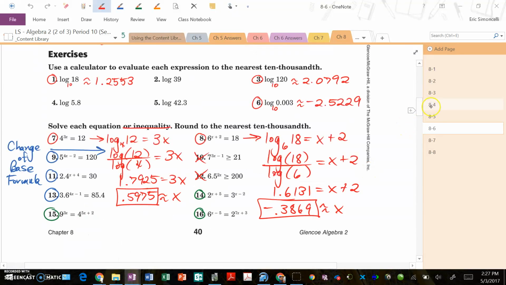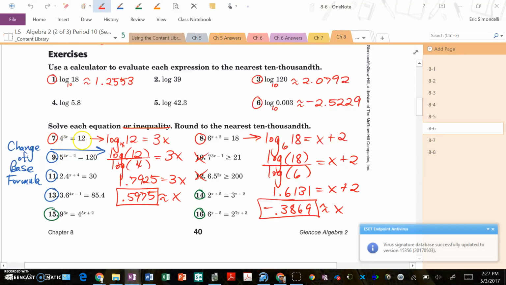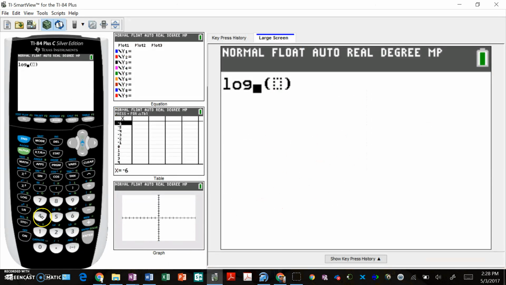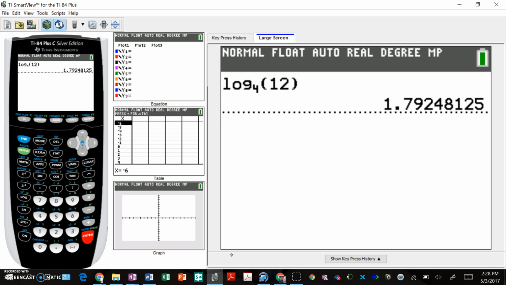If I scroll down to a problem that I had done in the YouTube video last night, for example number 7, I did log base 4 of 12, and that was equal to 3x. That was just us rewriting the exponential as a logarithm: log base 4, because that is the base, of 12, and that equals the exponent 3x. As far as what we're going to type in, yes, you can use what I call the change of base formula, which I'm going to talk more about later today. But if you have the button in your calculator, you could type in log base 4 of 12. The calculator nicely will do it for you, and you get this particular value.